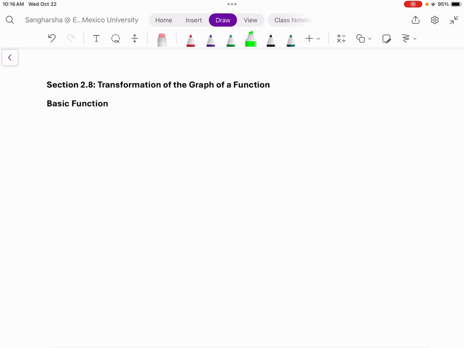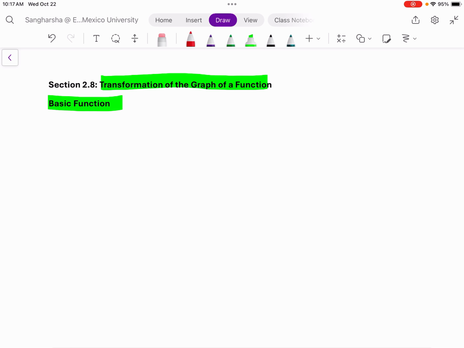So in this section, we will talk about transformation of the graph of a function. Here we will do a graphing of a function. Now let's start with the basic function. The very first basic function will be a linear function. For example, if we have a function, let me call it f.